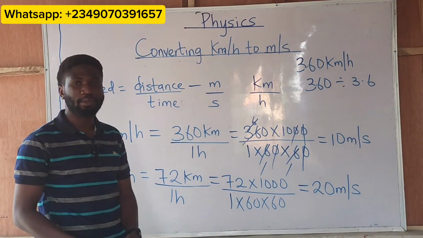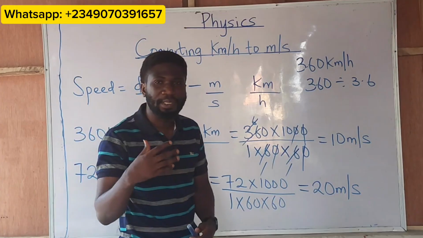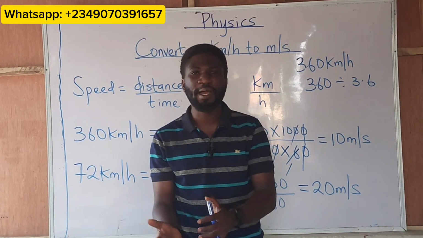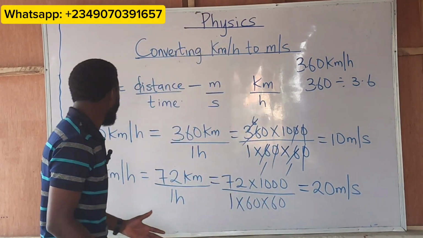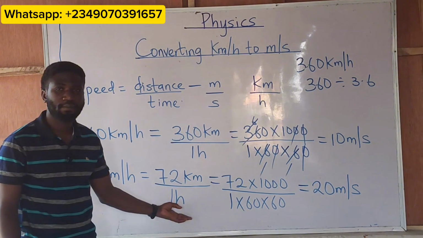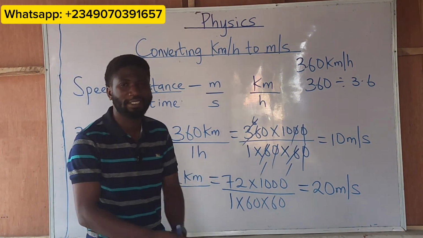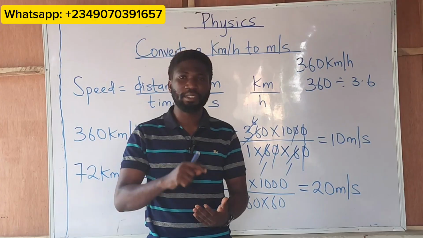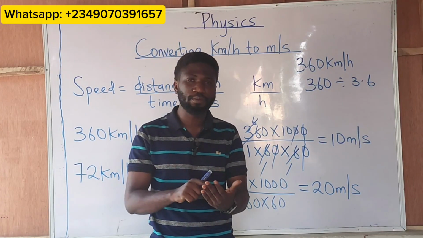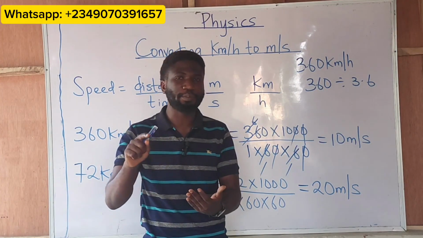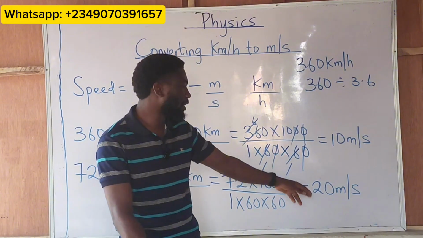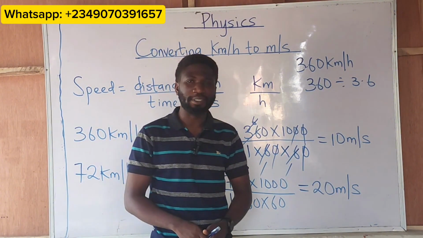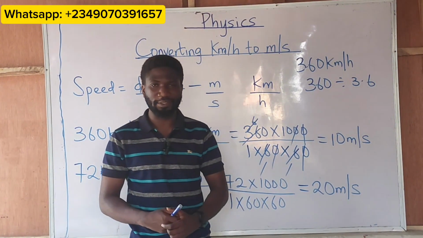Same thing with 72 kilometers per hour. If you want to change 72 kilometers per hour to meter per second, if you do not want to use the conventional method, you want to use the simplest method, pick up your calculator, punch 72 divided by 3.6. Then again, you have your answer to be 20 meters per second.